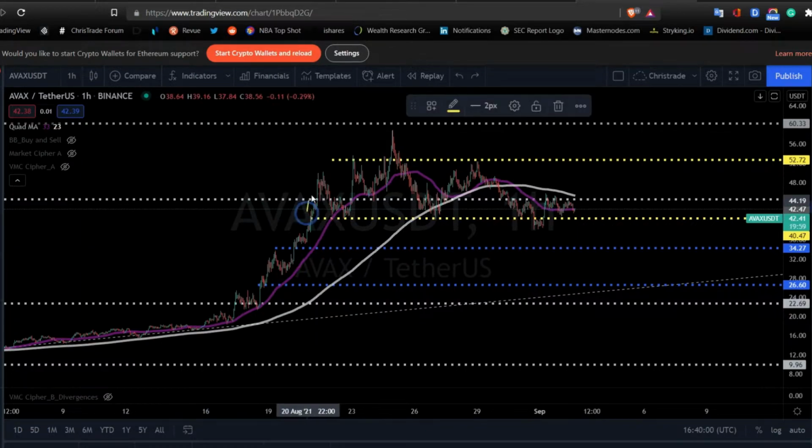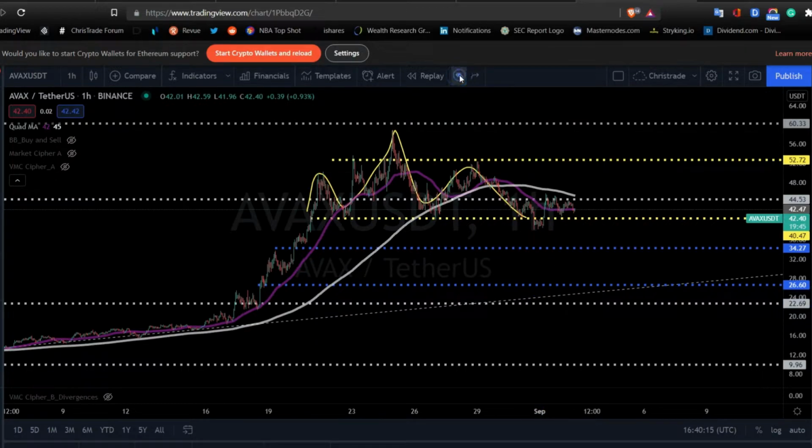Now, a lot of people actually assumed that this was going to be a head and shoulders, and then obviously look to completely smack down a bit here. Okay, now that is not the case. I actually want to show you something a little bit different.